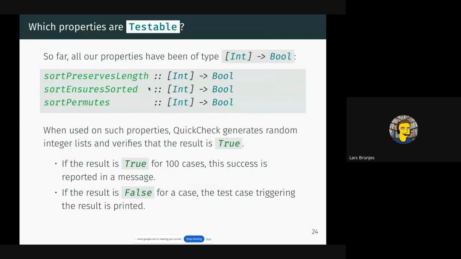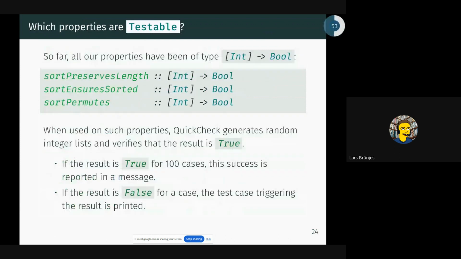And in the example we looked at for sorting, all our properties were of this type, taking a list of Int to Bool. And we had these three properties. As I already explained, by default QuickCheck will generate 100 random lists of Ints, call this function, and check whether the result is true. If it's true for all 100, then it reports that everything is okay. And if it's false, then it shrinks the list and reports a counterexample.